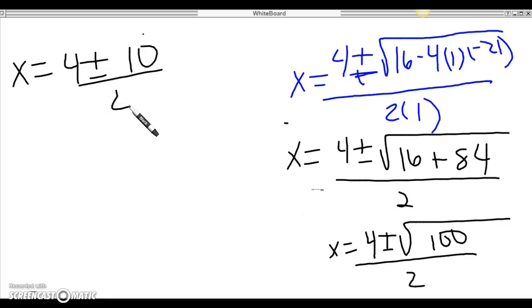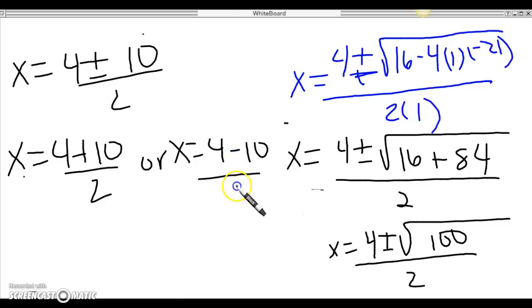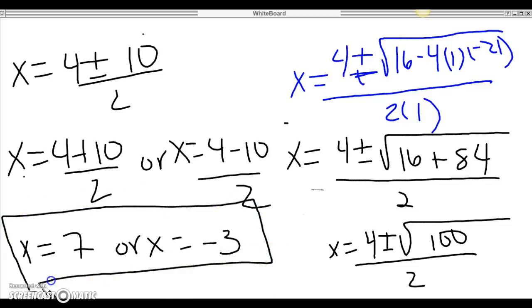Now they don't always come out this pretty. That's why we need the quadratic formula, but it helps to practice with smaller values. So I have x equals 4 plus 10 divided by 2, or x equals 4 minus 10 divided by 2. So I get 14 divided by 2, which is 7, or x is equal to negative 6 divided by 2, which is negative 3. I hope this helps.